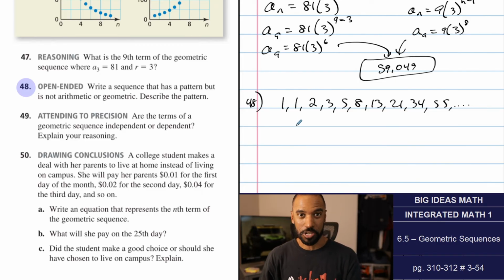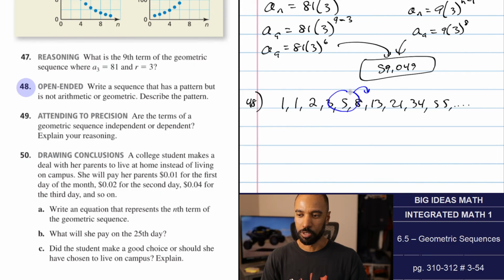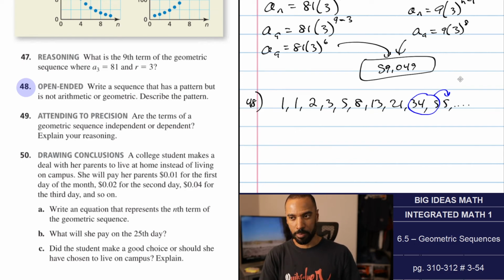This is known as a Fibonacci sequence, where you add two terms together and they become the next term. So 1 plus 1 is 2. 1 plus 2 is 3. 2 plus 3 is 5, 3 plus 5 is 8, 5 plus 8 is 13, like that. Kind of cool. Anyway, it's a real sequence. It's neither arithmetic nor geometric.